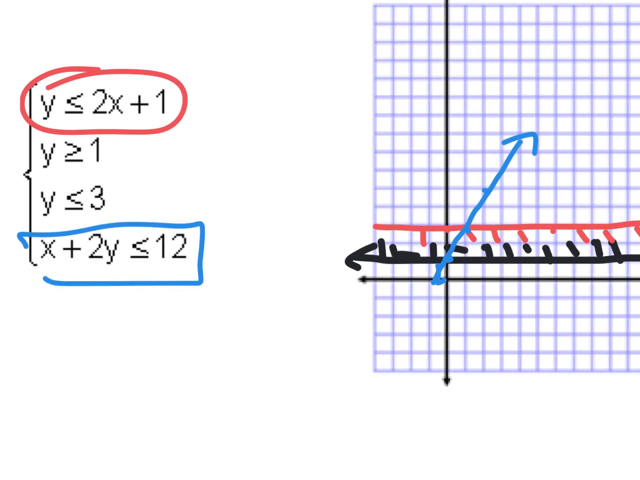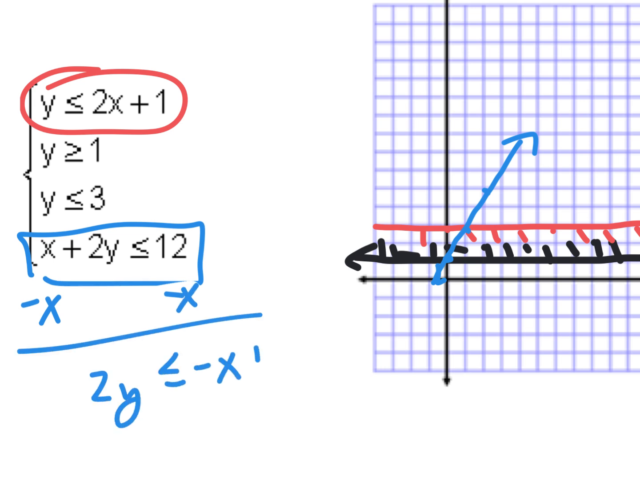That one's not fun. Oop, I'm not going to subtract 2. I'm going to subtract x from both sides because I want it to be y equals. 2y is less than or equal to negative x plus 12. Dividing everything by 2, y is less than or equal to negative 1/2 x. That's what happens when you divide by 2. Plus 12 divided by 2 is 6. So go up to 6.